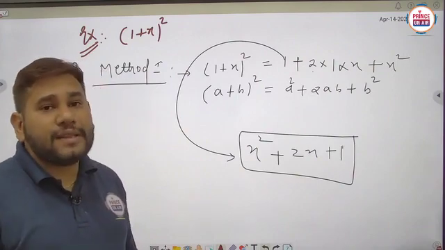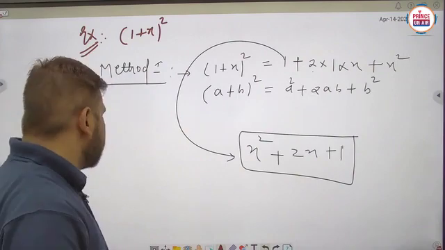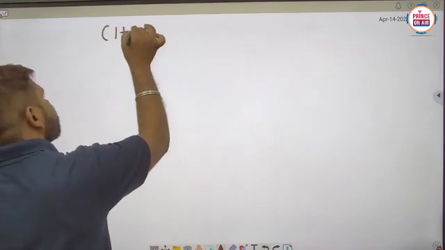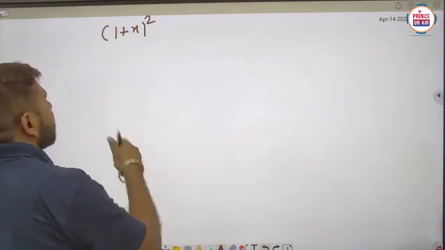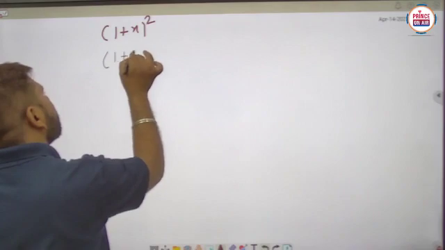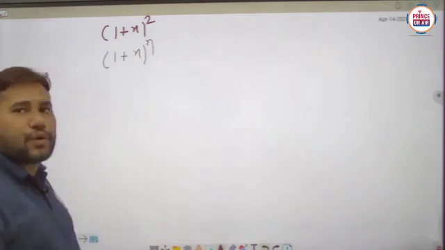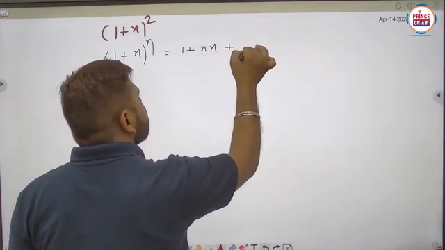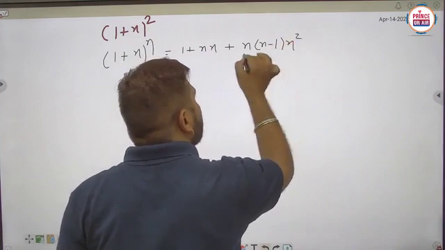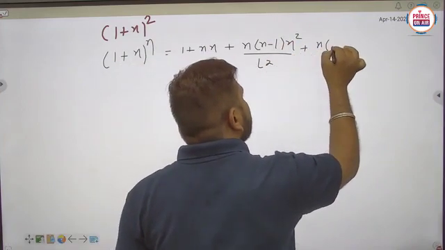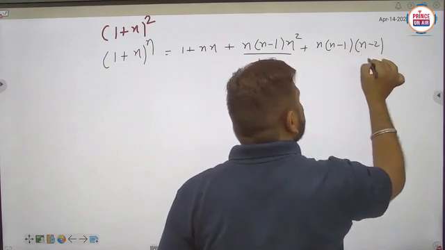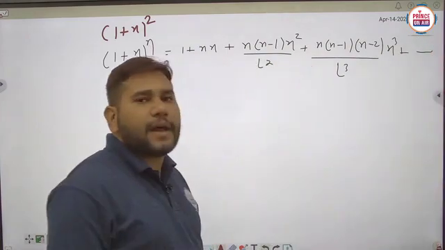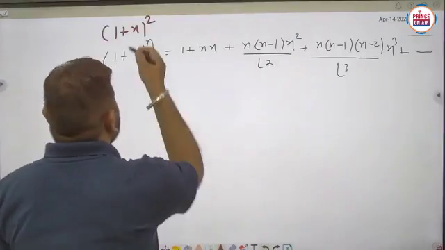Now we will do this by using the binomial expansion. So the second one, (1 + x) whole square. Can I compare it with (1 + x) to the power n? Yes or no? What is the formula of (1 + x) to the power n? 1 plus nx plus n into (n minus 1) x square upon factorial 2 plus n into (n minus 1) into (n minus 2) upon factorial 3 into x cube, and so on. Yes or no, beta? Clear? So now use this.